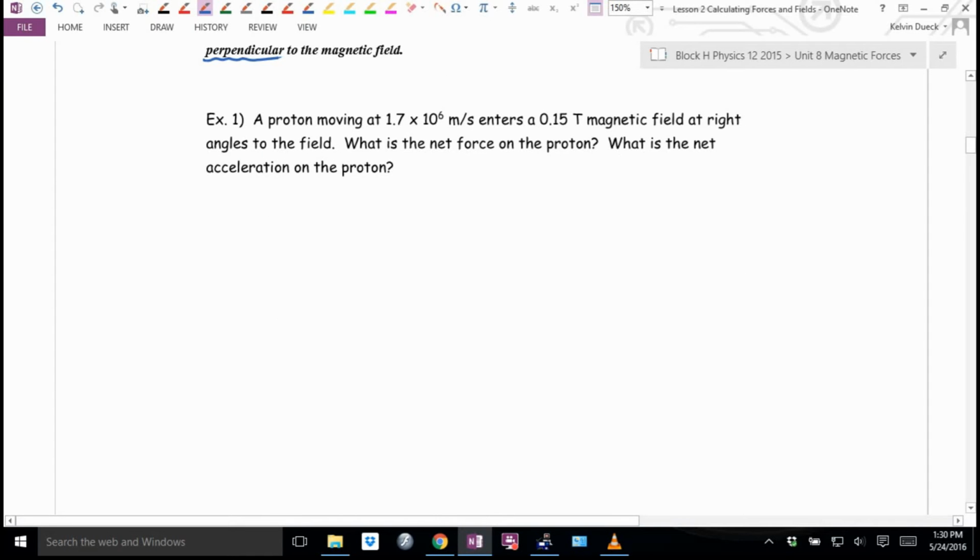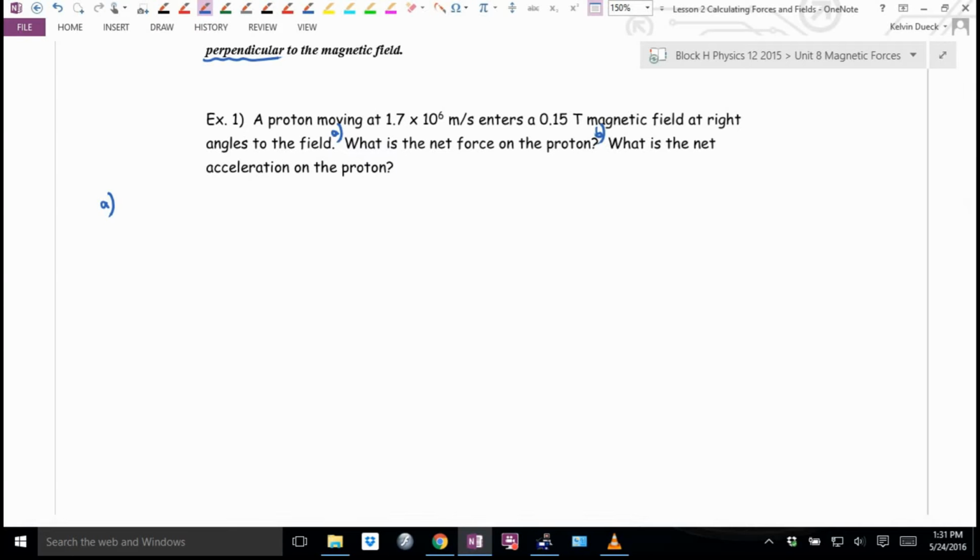Example 1. A proton moving at 1.7 times 10 to the 6th meters per second enters a 0.15 Tesla magnetic field at right angles to the field. What's the net force on the proton? Let's call that part A, and let's call part B, what's the net acceleration? Spencer, what does part A want me to find?